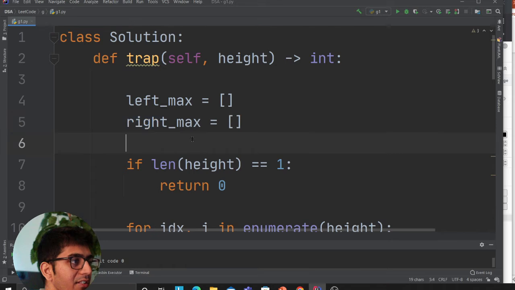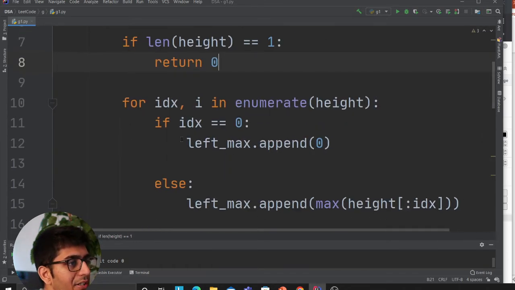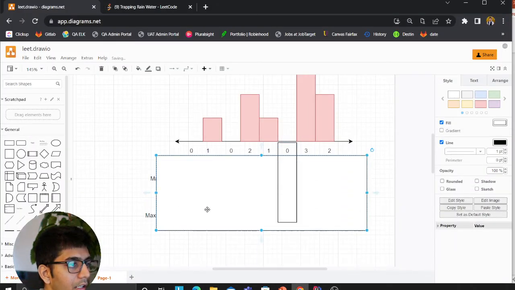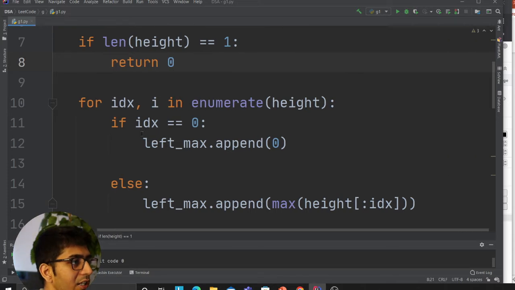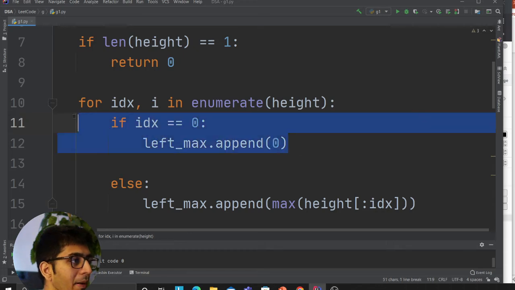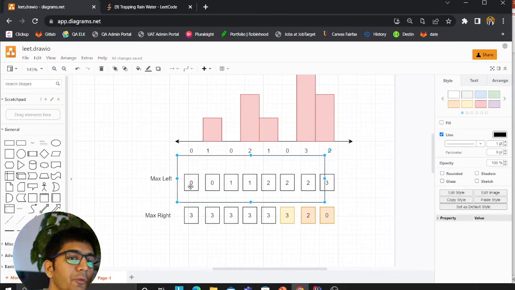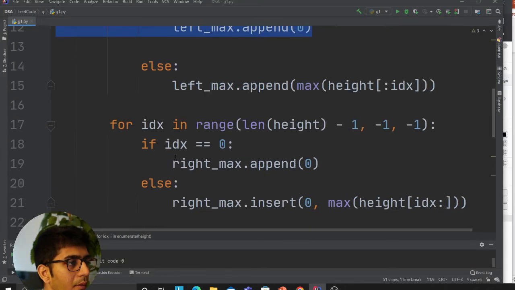So I create two arrays, left max and right max. If the length of the array is 1, then I return 0. Then over here I'm calculating my left max, not this one. So I'm calculating this guy right here, okay. So the way I do that is essentially I enumerate over the array. If it is the first index, I know I'm appending a 0, because always when you start at the first position, the maximum is always going to be 0, right? Then moving forward, I say left max dot append max of height colon idx.